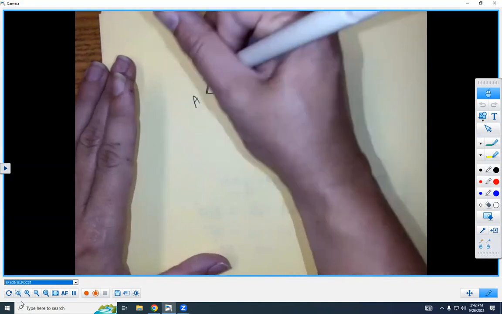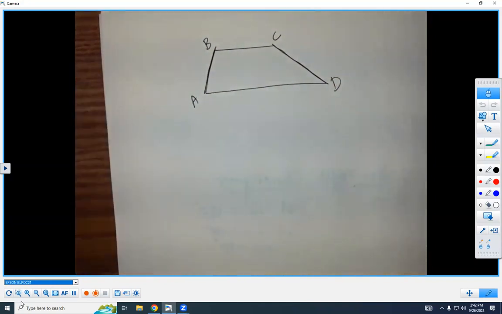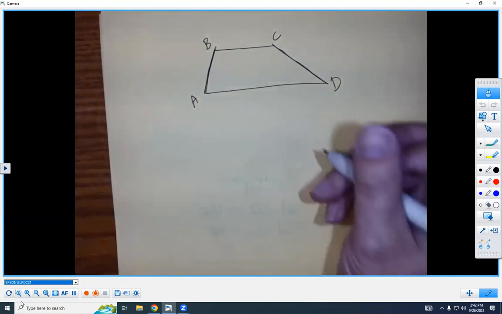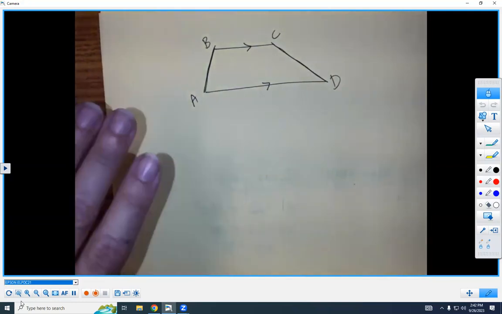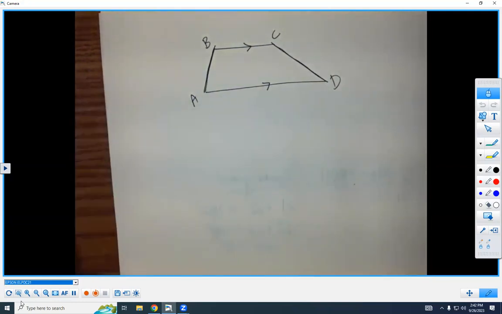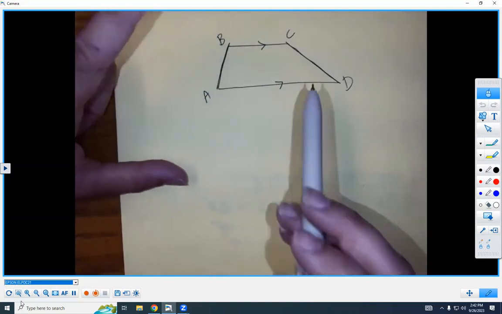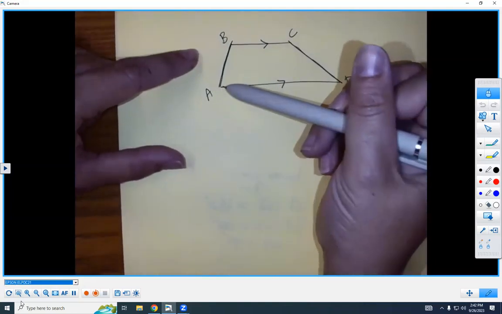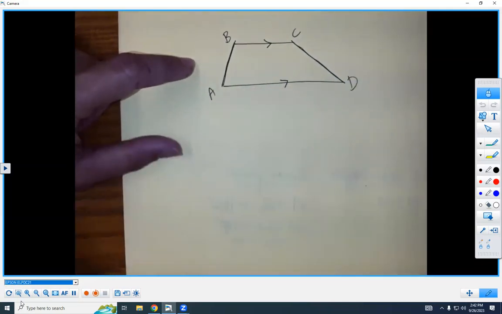Let's label it. I'm going to call it A, B, C, D. And I know based on the definition that this is parallel to that. So, consecutive would be like A and B, B and C, C and D, or D and A? So it is a combination of two. Is it A and B add to be 180, B and C add to be 180, C and D add to be 180, or D and A? What do you think?